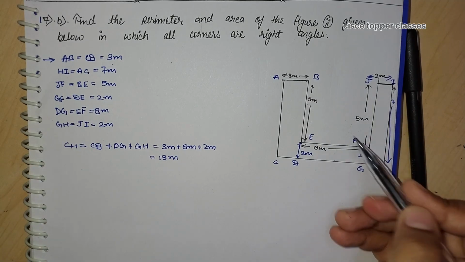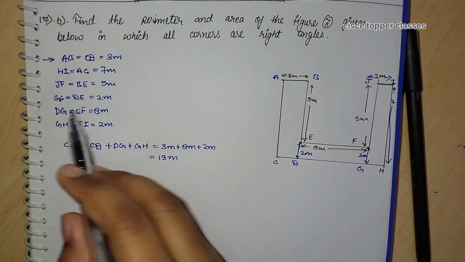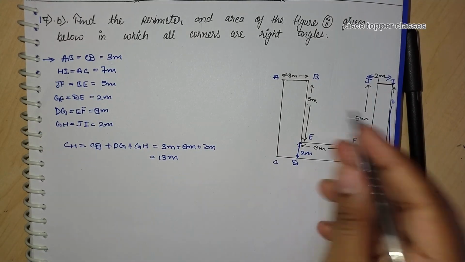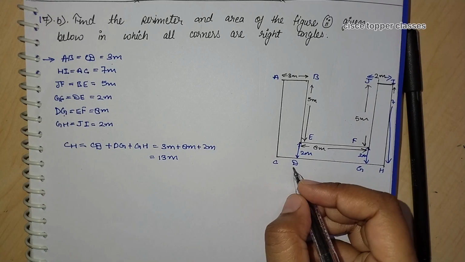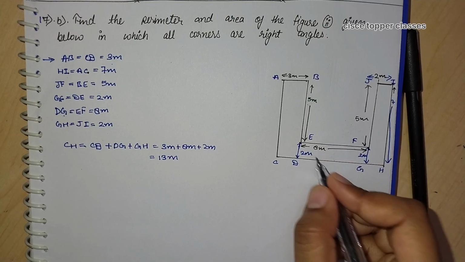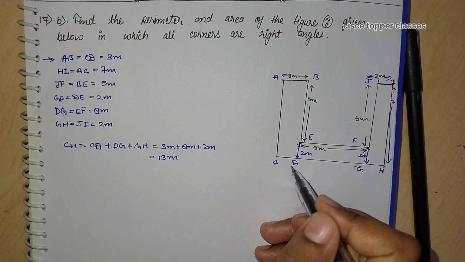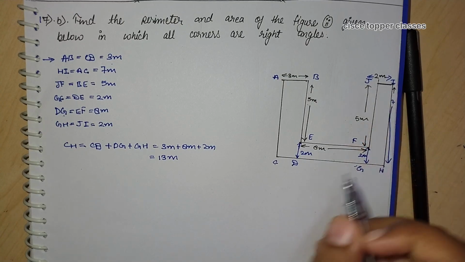Now JF is equal to BE. This is given as 5 meter. Now GF is equal to ED, because 7 minus 5 will be 2 meter. Now DG is equal to EF, so this is 8 meter. Now GH is also equal to CD. GH is equal to JI, sorry, which is 2 meter.